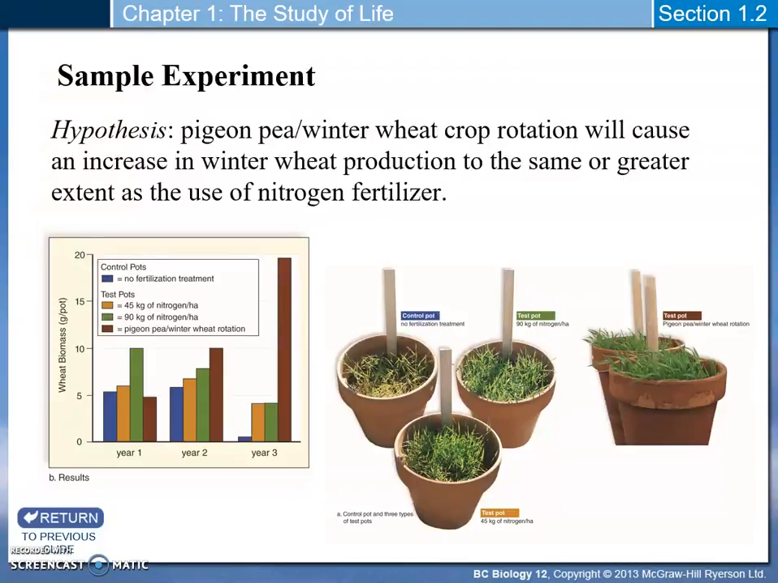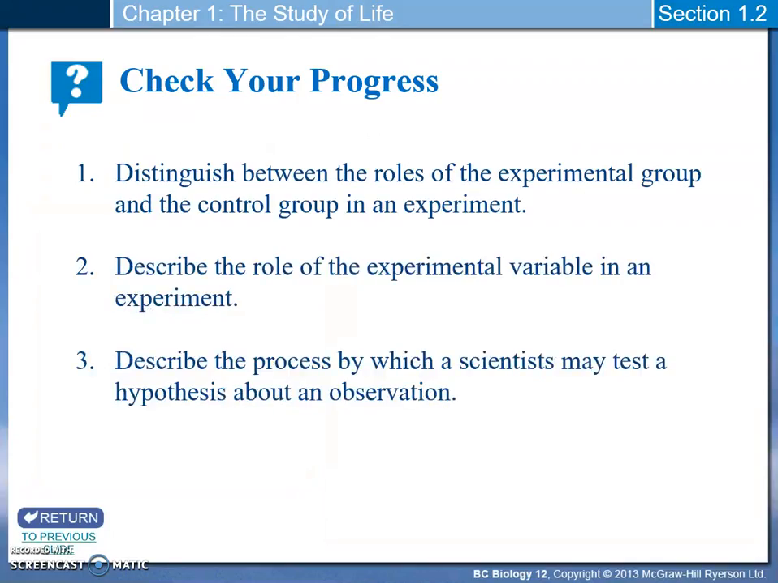So here's a simple sample kind of experiment. A hypothesis might be that pigeon pea winter wheat crop rotation will cause an increase in winter wheat production to the same or greater extent as the use of nitrogen fertilizer. So testing to see if crop rotation can have the same effect as nitrogen fertilizer.